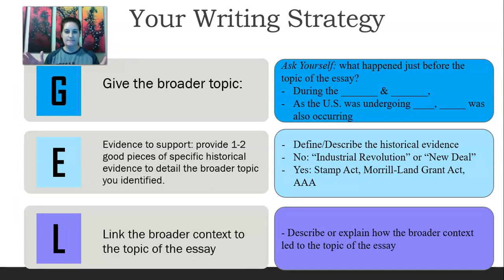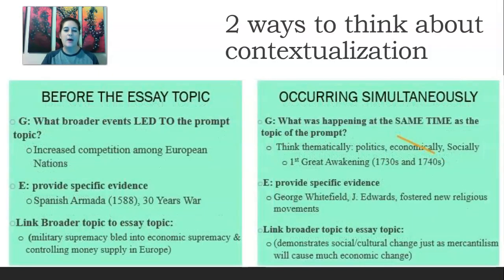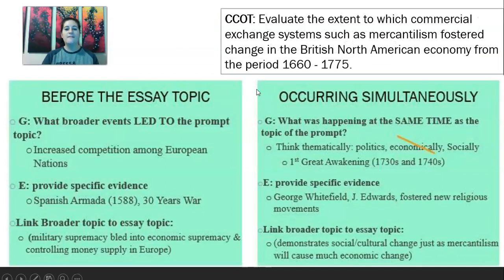Just a sentence. There are two ways to think about contextualization. The first way is to think about before the essay topic, and the second way is occurring simultaneously. So let's look at a prompt here. Evaluate the extent to which commercial exchange systems such as mercantilism fostered change in the British North American economy from the period 1660 to 1775. So how did mercantilism cause change in the economy in the colonies?